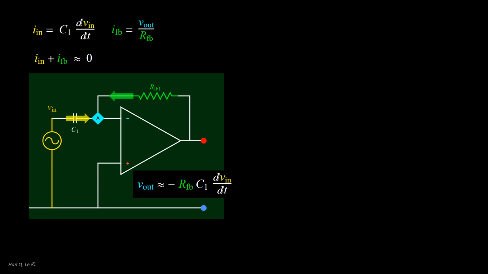Consider input voltage V in, coupled to capacitor C1. The current I input to the inverting terminal, node A, is proportional to the derivative of V in. The output voltage, via the feedback resistance, provides the negative feedback current I FB. Applying Kirchhoff's current law at node A leads to the relationship of V out being linearly proportional to the derivative of V in. This is a differentiator or a high-pass filter.